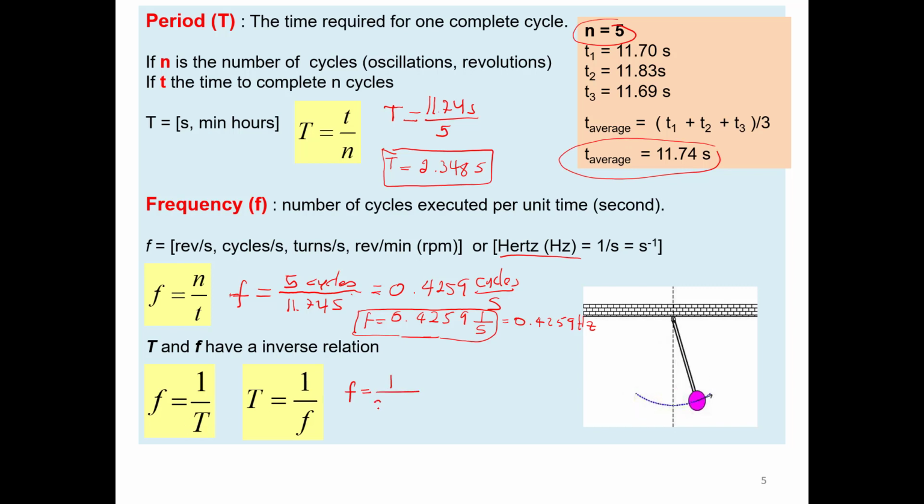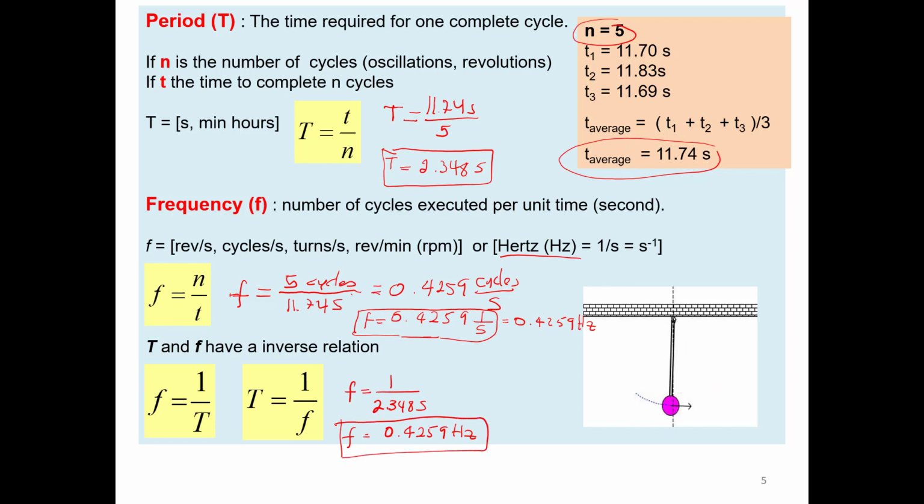Period is 2.348 seconds. And if you calculate, you will get the frequency is 0.4259 hertz. You will get the same value. Then once you know the period, you can calculate the frequency. But if you know the frequency, then you can calculate the period, because they have an inverse relation.